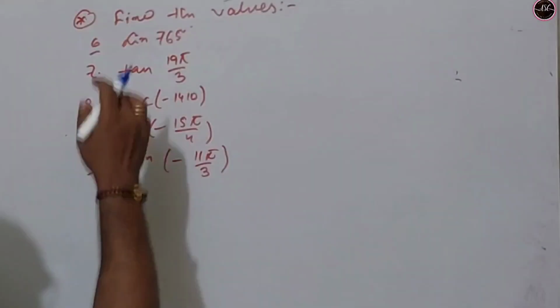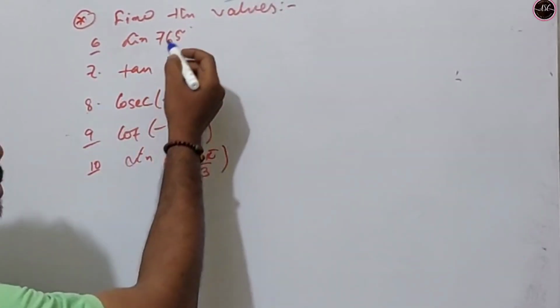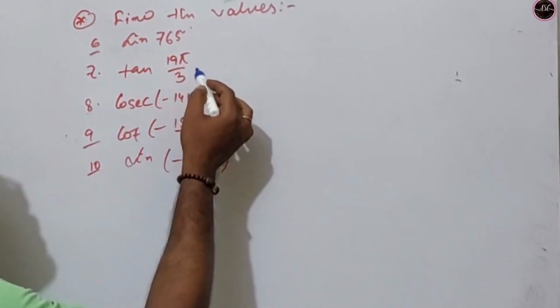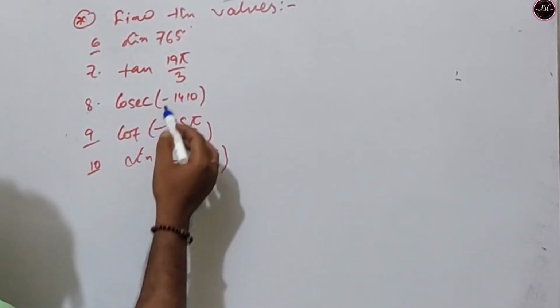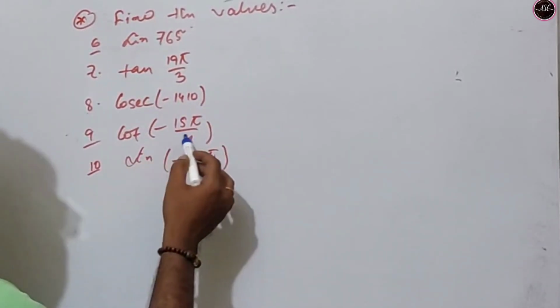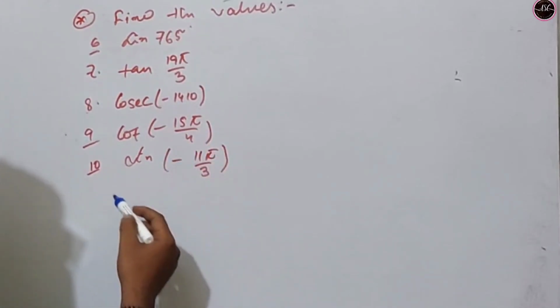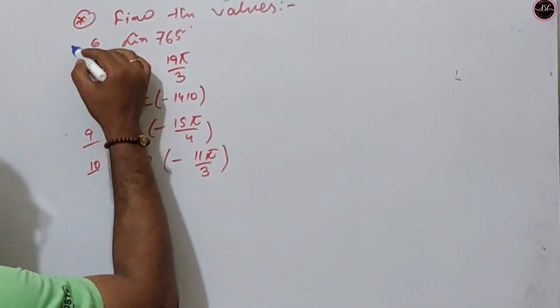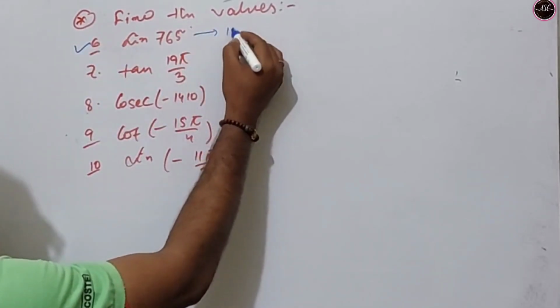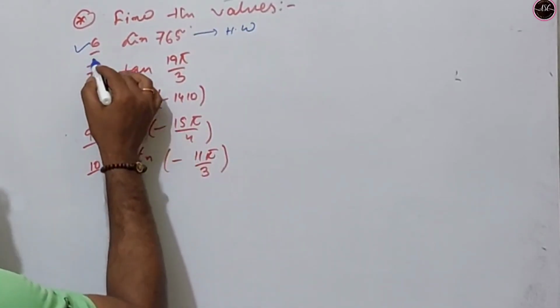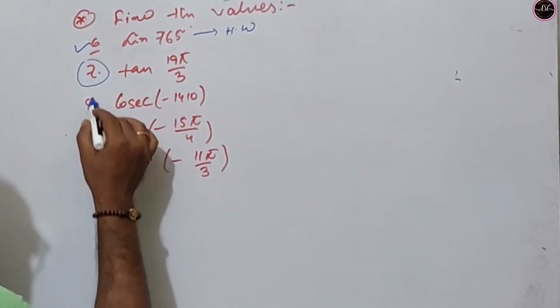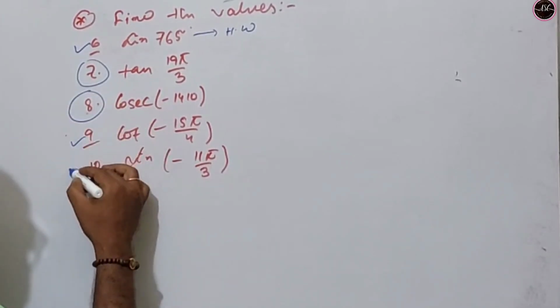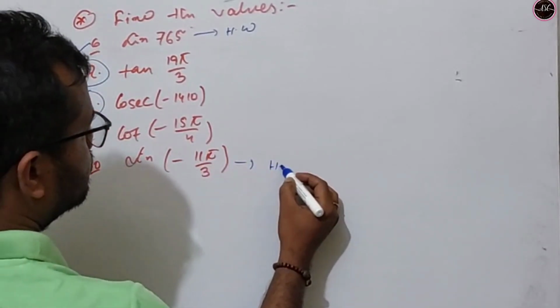Okay. Look at this question. Find the values: sin 765 degree, tan 19 pi by 3, cosec 1410, cot minus 15 pi by 4, and sin minus 11 pi by 3. Here, this is your homework. We have previously done this type. I will do this one, and the rest will be your homework.